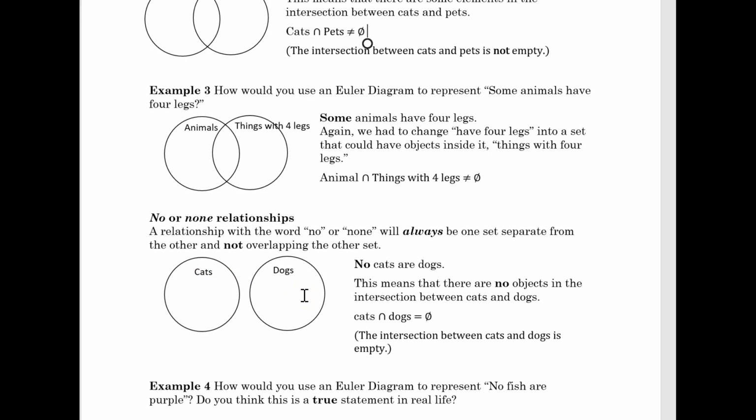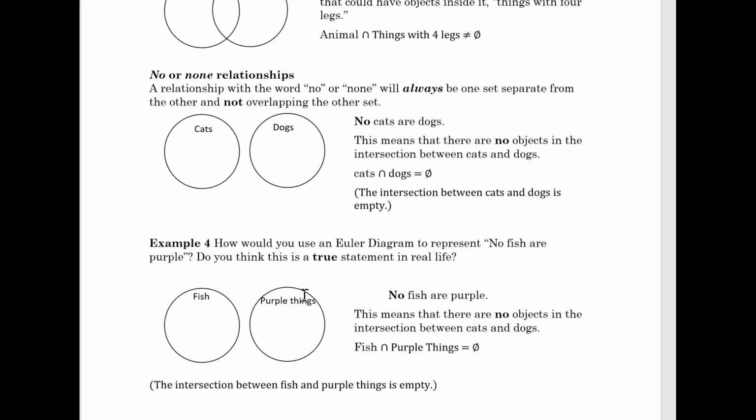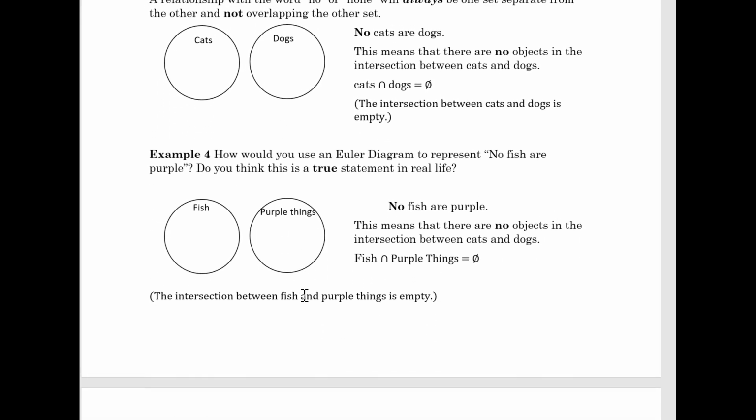So how do you think you would use an Euler diagram to represent no fish are purple? And do you think it's true? Is it true that no fish are purple? Pause the video for a second and think, how would you draw no fish are purple with two circles? One circle is the fish circle, the other circle is the purple things circle. Okay, let's scroll up and see. You should have two non-overlapping circles because I said no fish are purple.